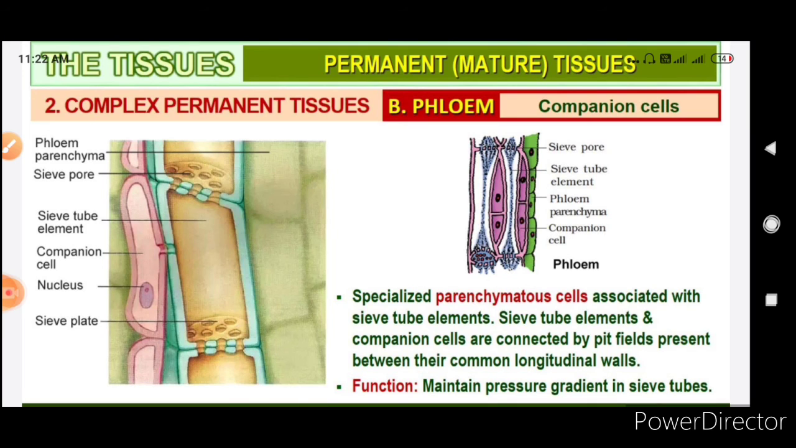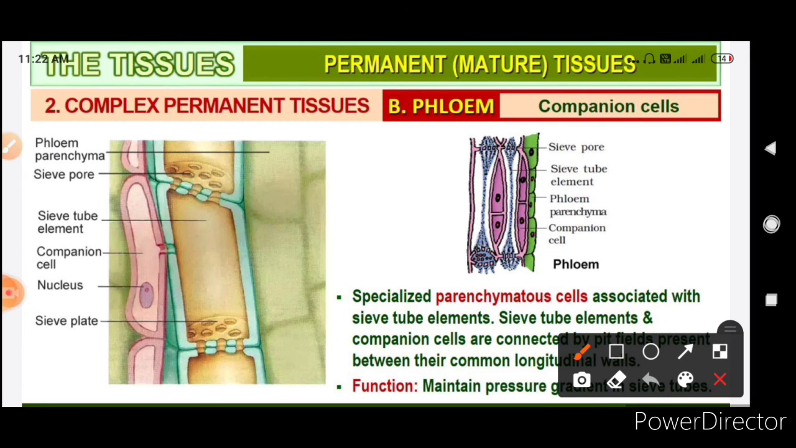Now the companion cells. What are the companion cells? Companion cells are the specialized parenchymatous cells, other than the phloem parenchyma, which are associated with sieve tube elements. Sieve tube elements and the companion cells are connected by pit fields present between their common longitudinal walls, and their function is to maintain the pressure gradient in the sieve tubes. For the conduction of food, which pressure gradient is required and how much is required, all this will be monitored by the companion cells.